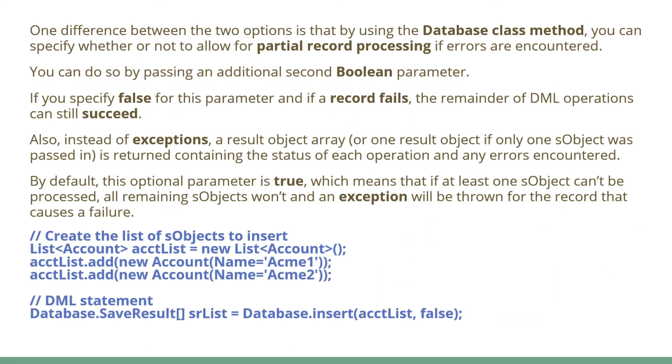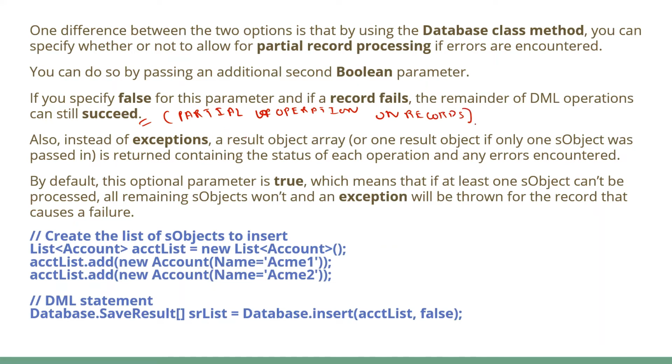One difference between the two options is that by using the Database class method, you can specify whether or not to allow for partial record processing. If errors are encountered, you can do so by passing an additional second boolean parameter. If you specify false for this parameter and if a record fails, the remainder of DML operations can still succeed. So it's a partial operation on records, then you can use this.